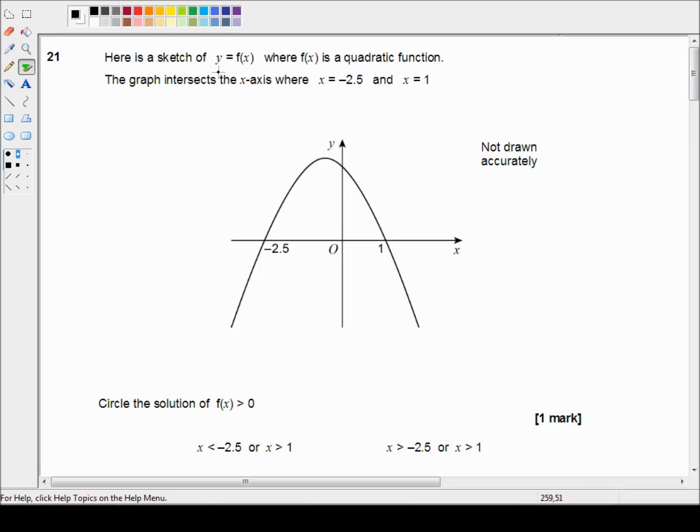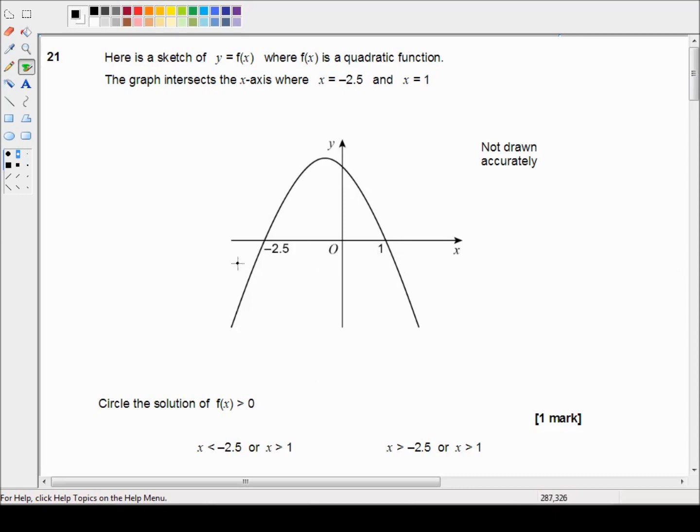reads, here is a sketch of y equals f of x, where f of x is a quadratic function. The graph intersects the x-axis where x equals negative 2.5 and x equals 1. And that information is basically shown on the graph as well. Circle the solution of f of x is greater than 0.